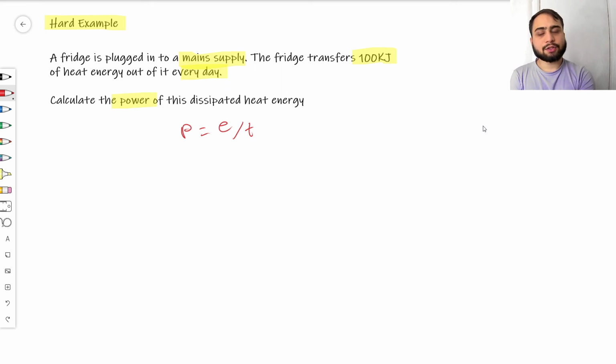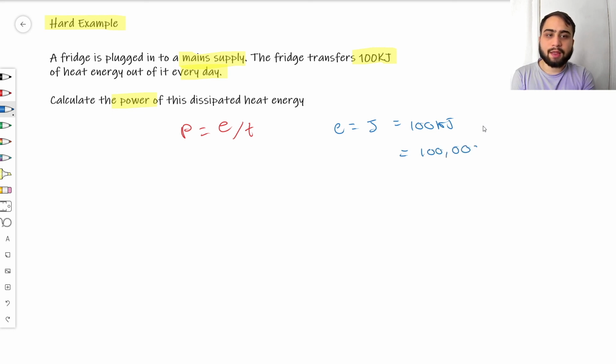Okay, so we have energy transferred, right? So energy transferred is always in joules, which are here in the question is 100 kilojoules. So let's convert that to normal joules. That is 100,000 joules, because 1 kilojoule is 1,000 joules. Okay, so we have that. Now we need time. Time in seconds. It says every day, so we want to convert. So we want to find out how many seconds there are in a day.